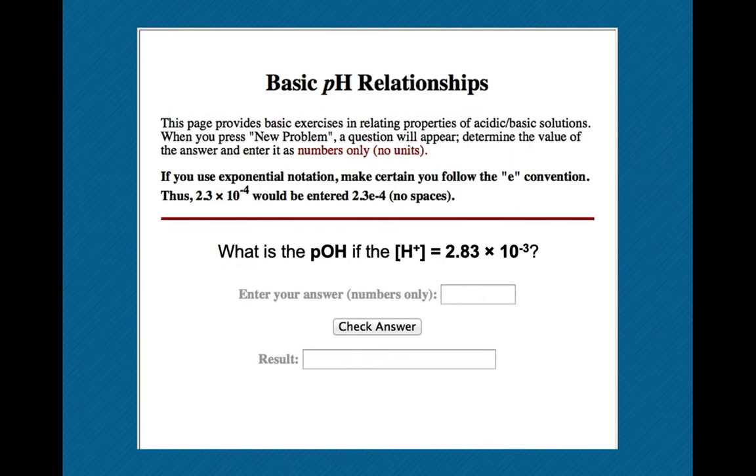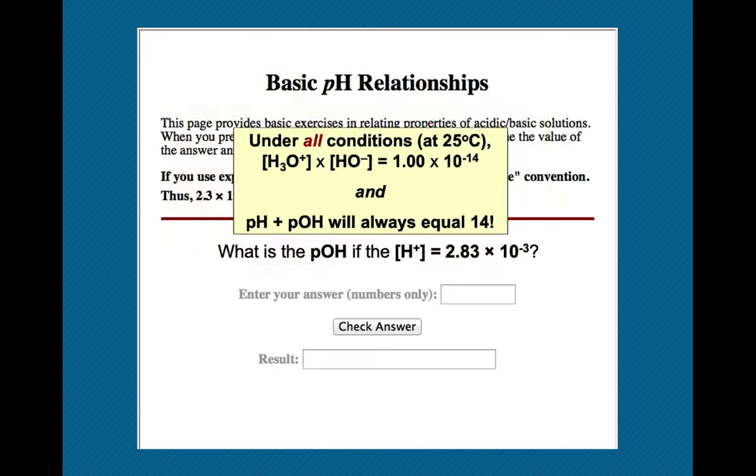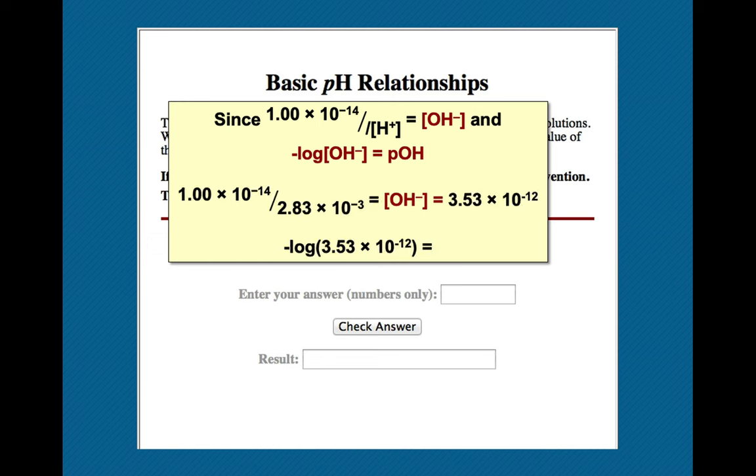Another one. What's the pOH? And here we're given hydronium. Same logic. We're going to take 10 to the minus 14, divide it by this, get hydroxide concentration, take its negative log, and get pOH. This is a constant. 10 to the minus 14 divided by hydronium, minus log is pOH. Substitute 10 to the minus 14 divided by 10 to the minus 3. We're at 10 to the minus 12. Type this in, hit log, change the sign. The pOH is 11.46.